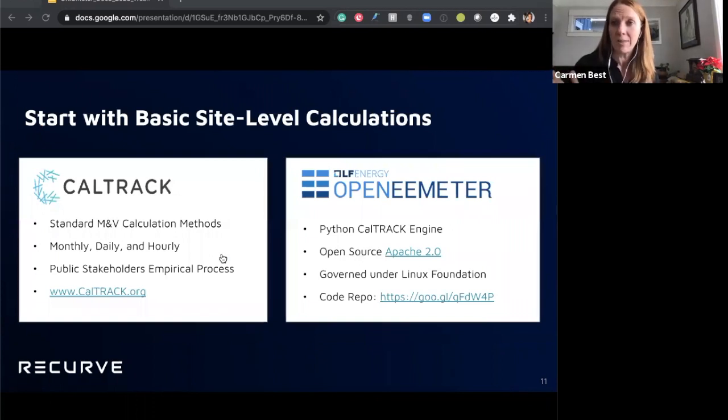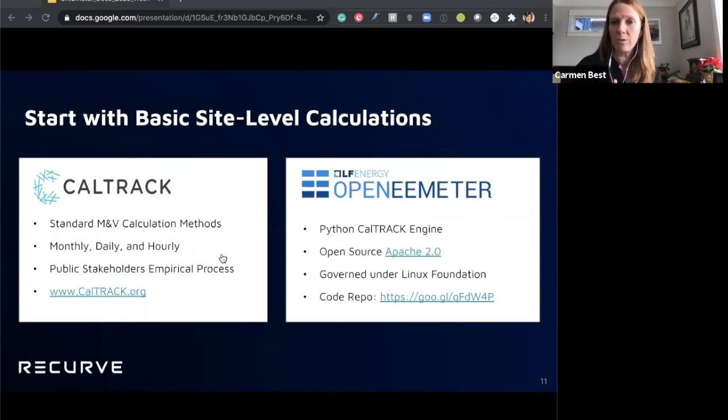The GRIDmeter methods are built on the original Caltrac methods and the OpenEE meter code base. And these methods provide a consistent, transparent, site-specific, weather-dependent calculation of the avoided energy use, which is commonly called savings in the energy efficiency context, for a specific customer. And this is compared to their usage in the prior year, so an existing conditions baseline.